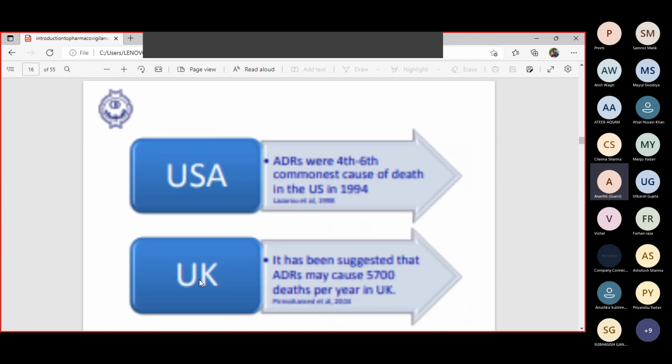Okay. So in the US and UK, right, the maximum of the common death causes is going to be adverse drug reaction. In the US, it is the 4th to 6th commonest cause. In the UK, more than 5,700 deaths happen per year. That is why pharmacovigilance has boomed. The US is 100% concentrating on pharmacovigilance activities because the commonest causes of 4th and 6th place go to this ADR, right?